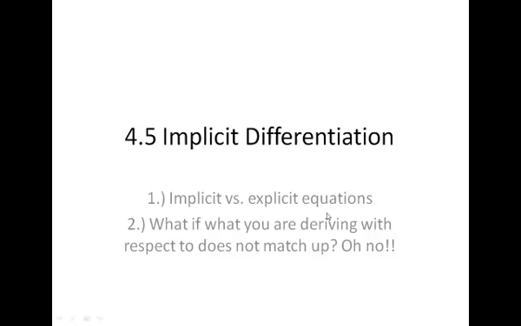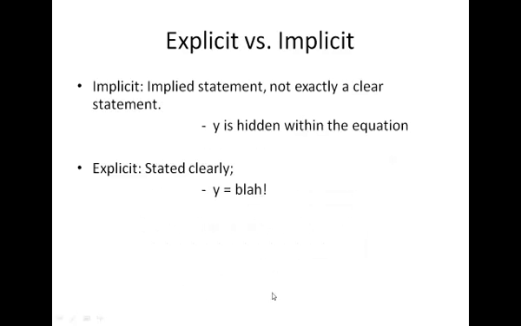4.5 is dealing with implicit differentiation. This is another kind of differentiation process that we're going to be using when we have implicitly written equations. So first we're going to look over what is the difference between an implicit and explicit equation, and then we're going to figure out how to derive them.